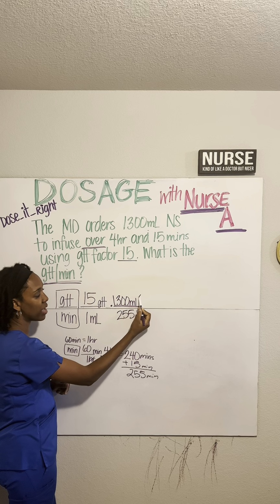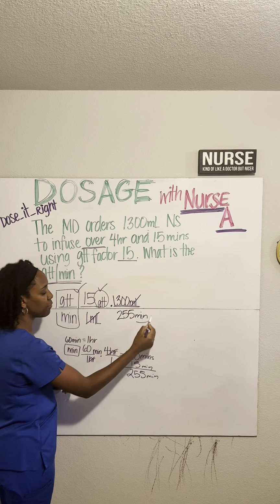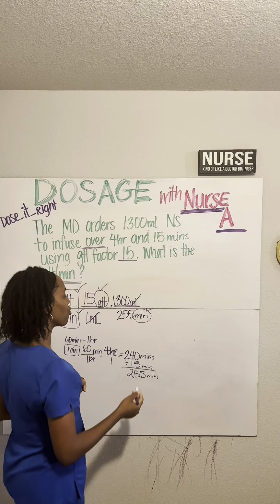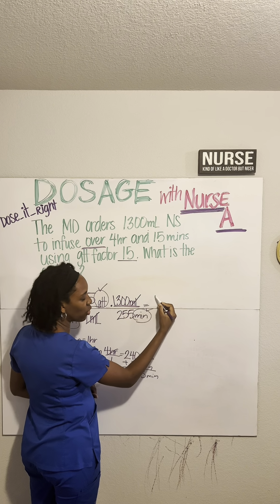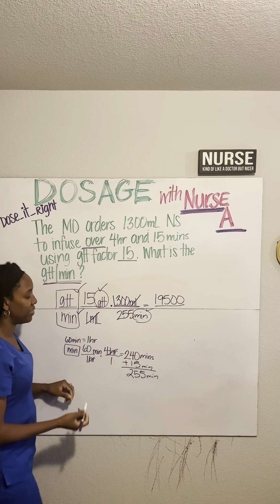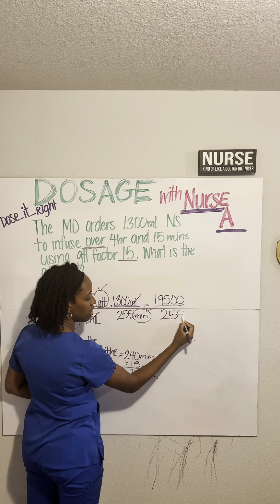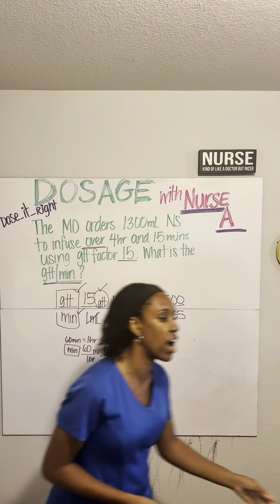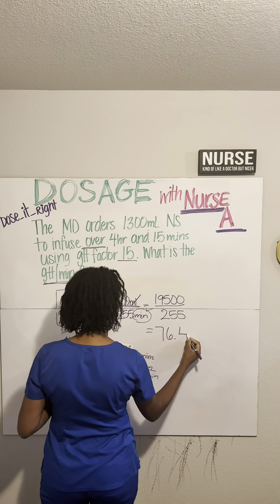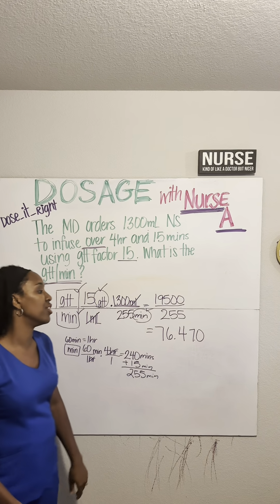Now let's do some crossing out. We have mLs with mLs. We're left back with drops on top, and we're left back with minutes on the bottom. So 15 times 1,300 is equal to a total of 19,500. And then we're going to do 1 times 255. So you go ahead and plug this in your calculator, and you should get a total of 76.470. Now what are you going to do with this?